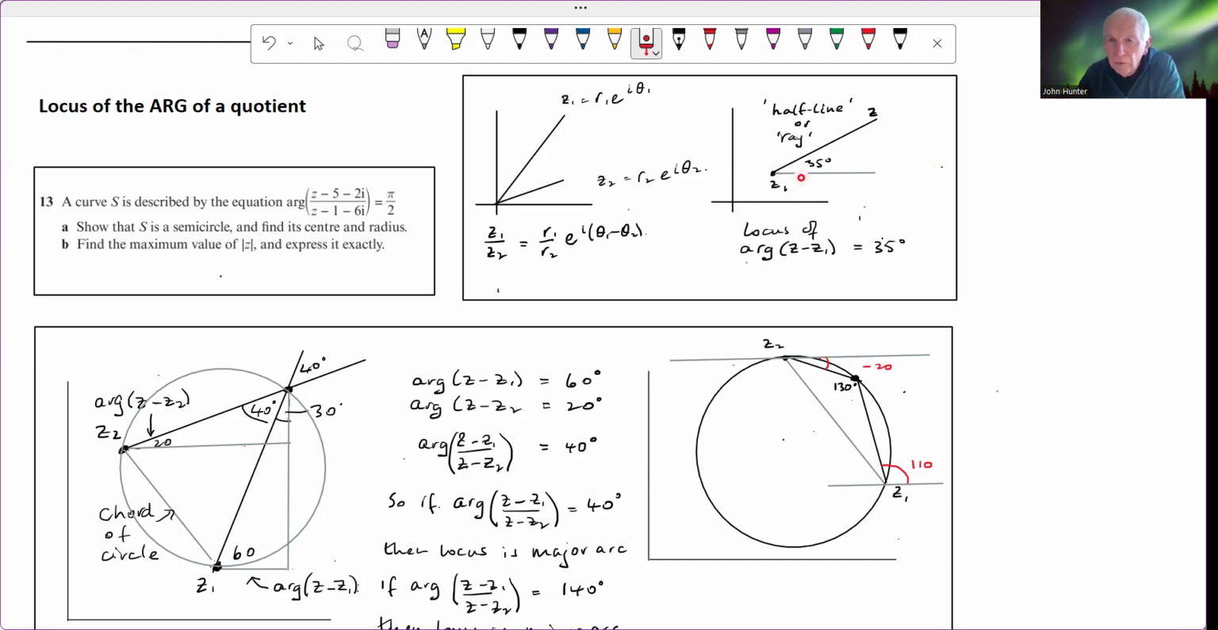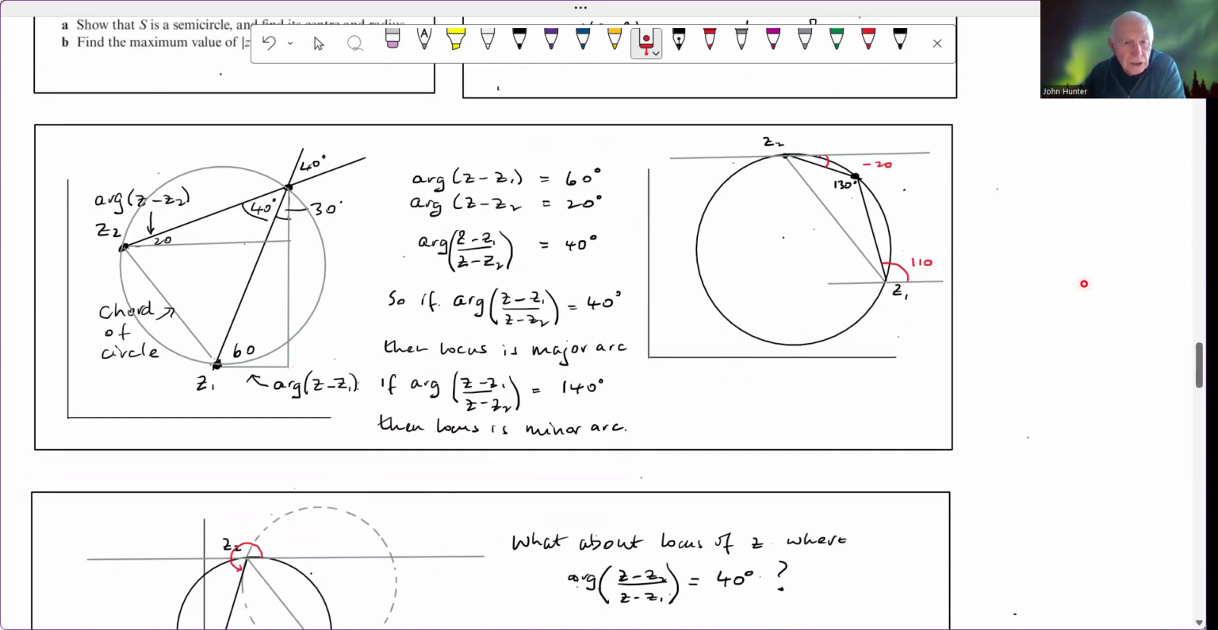We call this a half line actually, because it's all the points in one direction from this particular point. Sometimes we talk about a ray. Half line is quite a common expression. Okay, so that is a couple of underlying ideas.